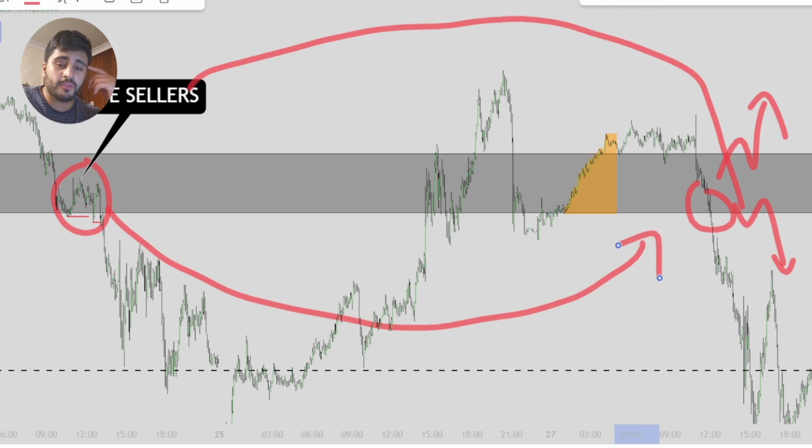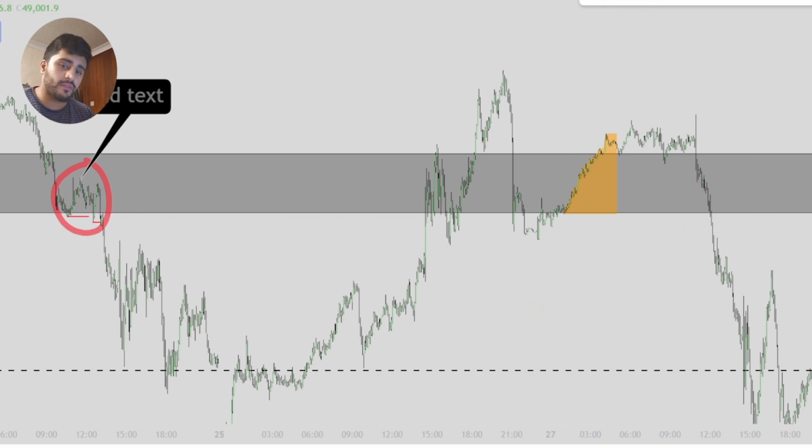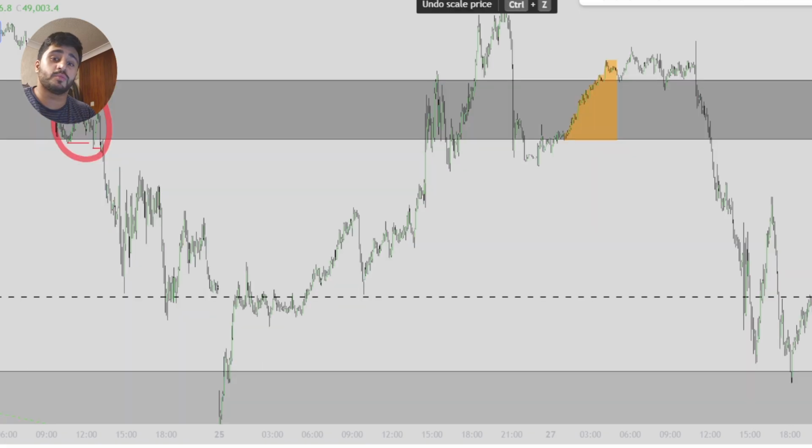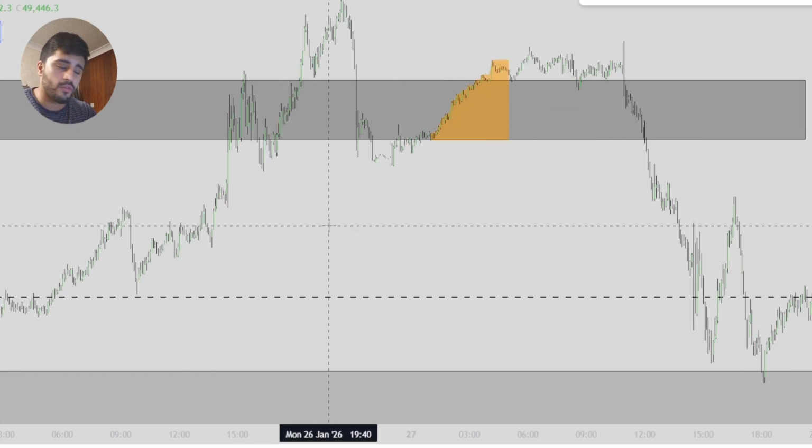So this is something you have to practice. You have to practice finding the right fair value gaps. You have to then practice the absorption at those fair value gaps. You then have to practice dragging your zones to the right, and you have to practice patience to wait and trust in those levels. And this plays out over and over and over again.